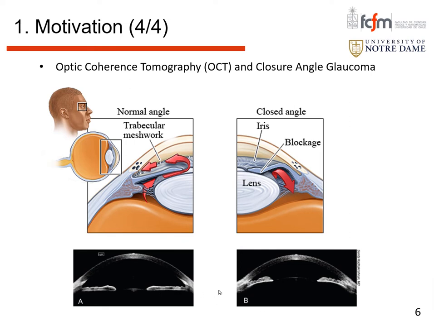Ophthalmologists use an optic coherence tomography to detect the presence or absence of this curvature. However, this is a very expensive equipment and exam. The proposed method can deliver similar information using simply a cell phone camera.